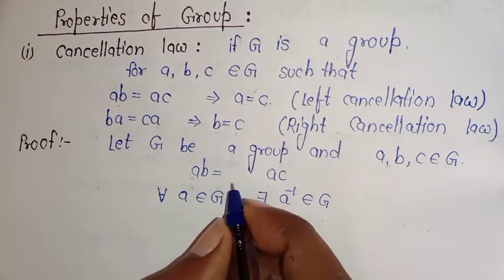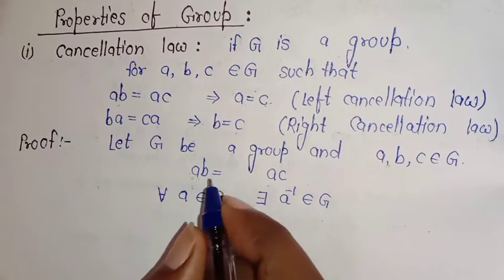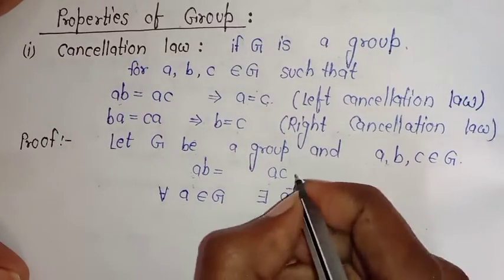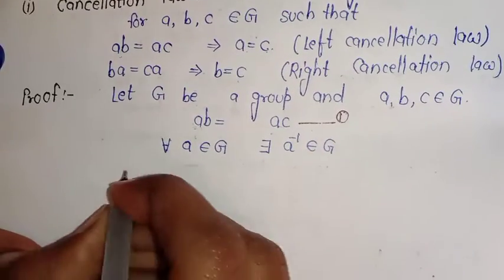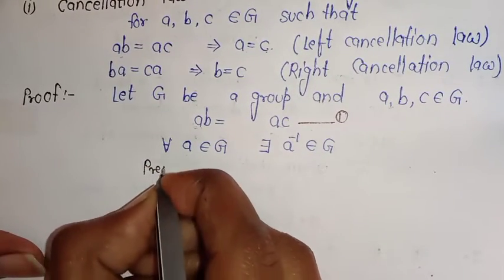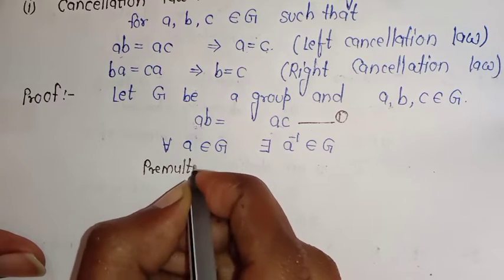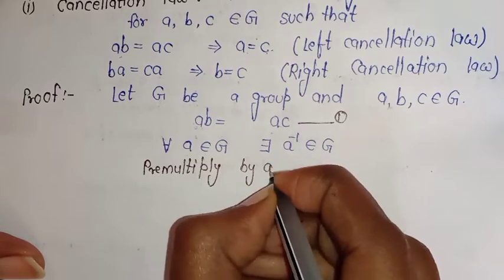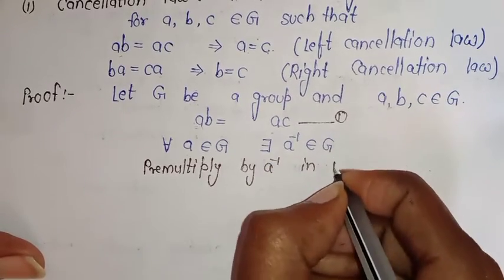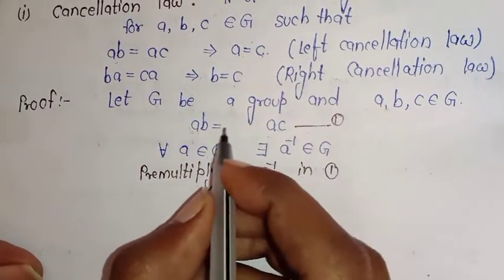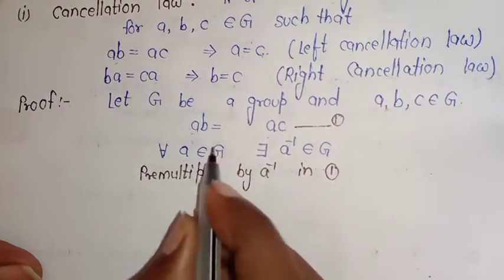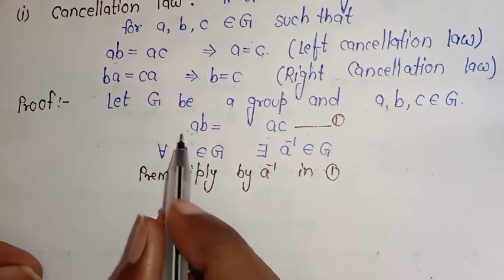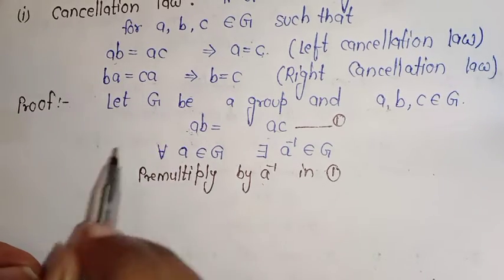So we will take the pre-multiplication of a inverse in this equation. Suppose this is our equation number 1. Now I will write a statement, that is, pre-multiply by a inverse in 1. When I write post multiply, then we will multiply a inverse on the right side. If I am saying pre multiply, then I will multiply by a inverse on the left side.